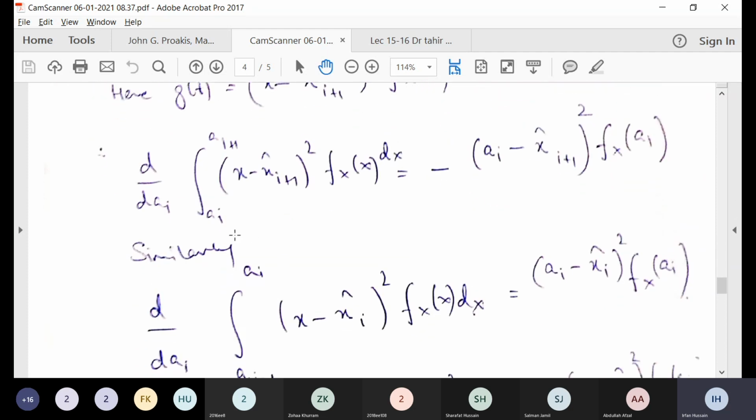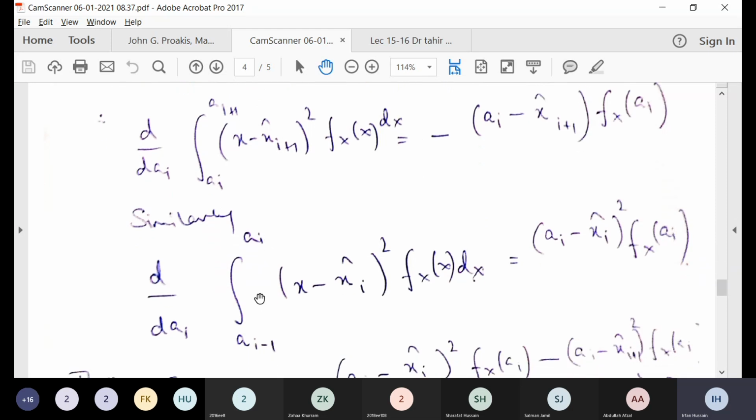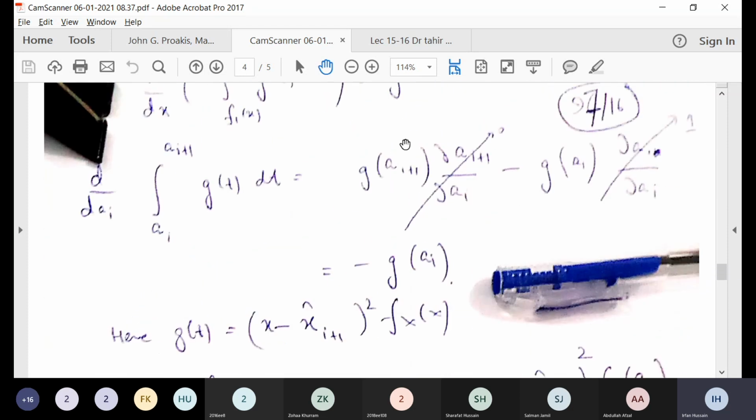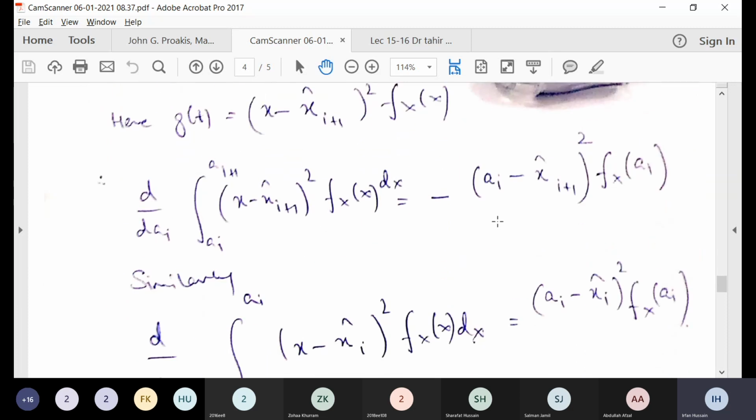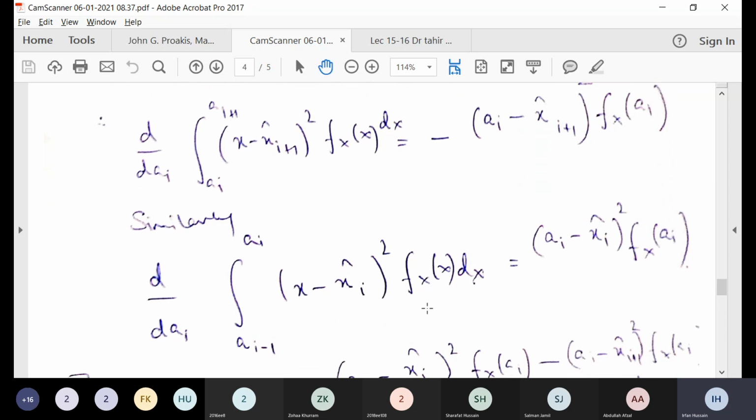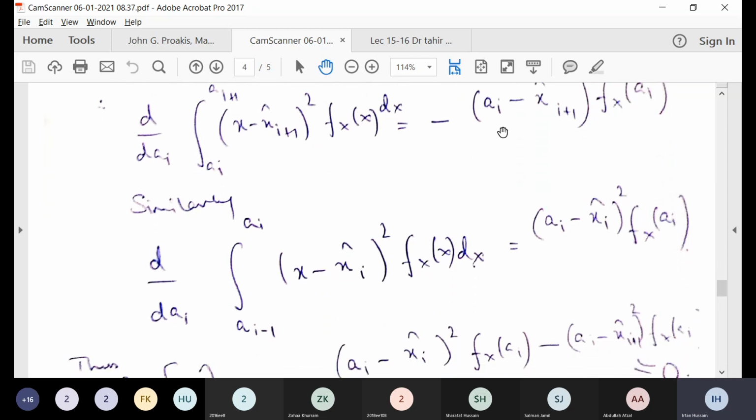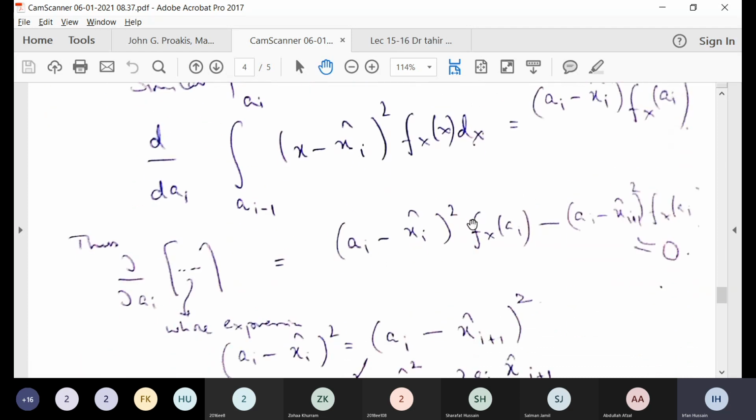Another term will also contain ai: if this is going from ai to ai plus 1, the previous one will be going from ai minus 1 to ai, and its derivative will come out to be the first one, g of ai. And g of ai is equal to x replaced by ai, that is, (ai minus xi) square. All the other terms will be 0 because they will not contain ai in the limits, and you are differentiating with respect to ai, not with respect to x. So after differentiating the whole term, you will just get these two terms. Again, you can see I will put these two terms equal to 0.